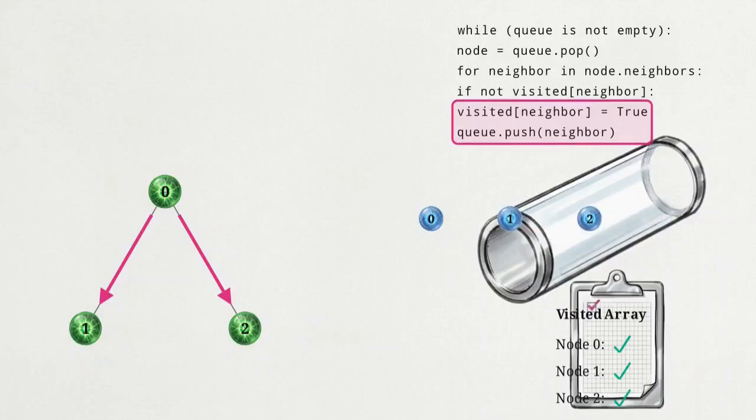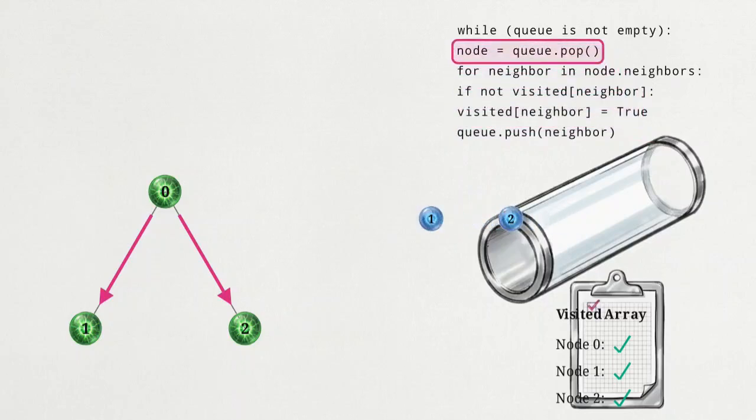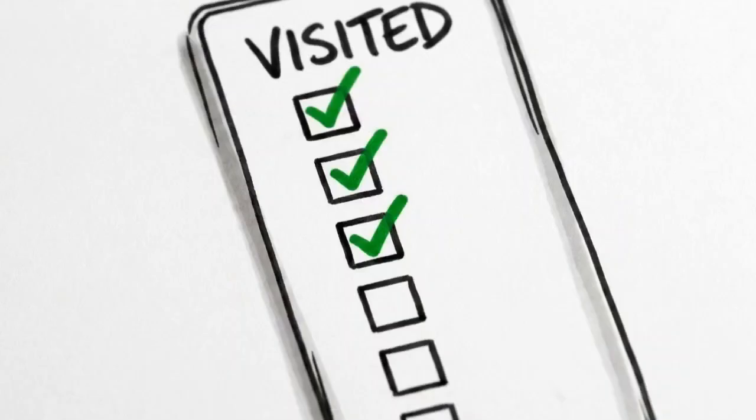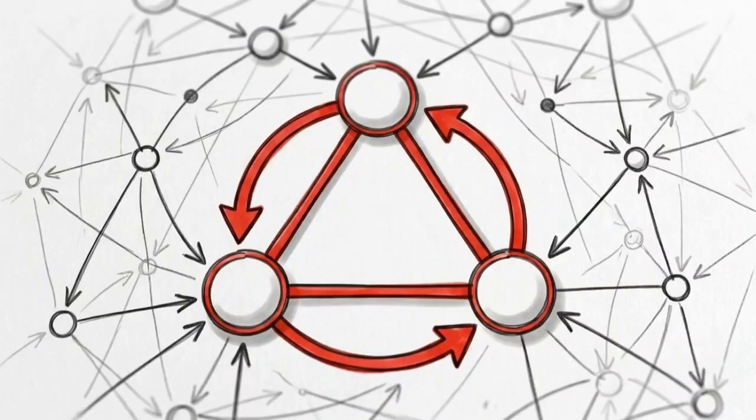Eventually, node 1 pops from the queue to check its own connections. It spots node 0, but our code hits a condition. Node 0 is already marked green on our checklist, triggering a skip. No duplicate entries allowed. The visited array is a strict structural safeguard. Without it, a connected loop would trap the algorithm in an infinite backward cycle.